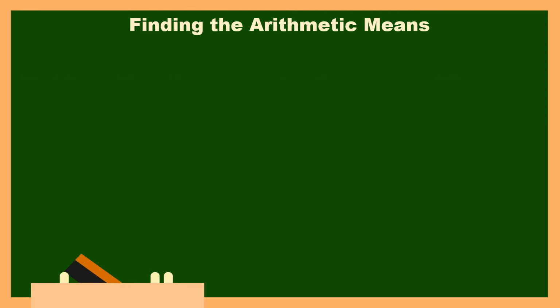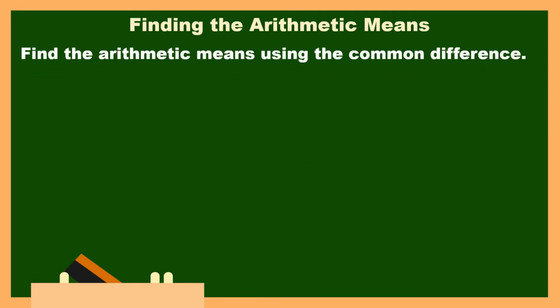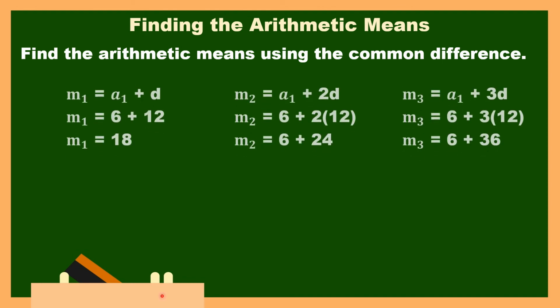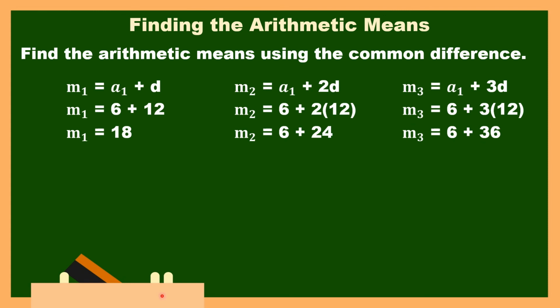Next, we can now find the arithmetic means using the common difference which is equal to 12. So m sub 1 equals a sub 1 plus d. Substitute the value of the first term and the common difference. So m sub 1 equals 6 plus 12. Then, m sub 1 is equal to 18. That is the value of our first arithmetic mean.